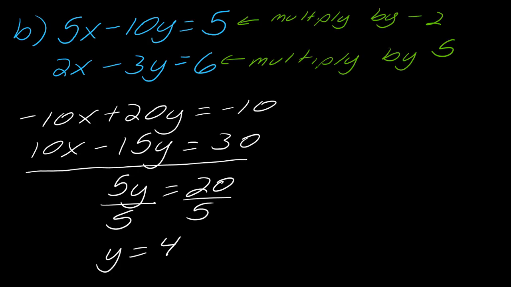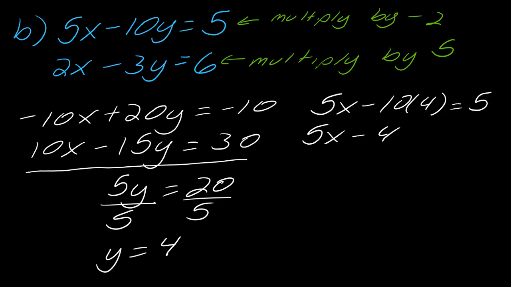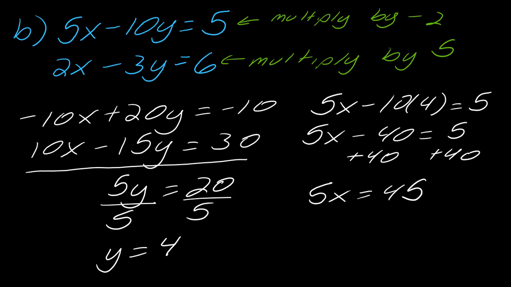Okay, so now let's plug it into the first equation. So I've got 5x minus 10 times 4 equals 5. So this is 5x minus 40 equals 5. I'll add the 40 to each side to get 5x equals 45. Divide both sides by 5 to get x equals 9. So my solution in this case will be (9, 4). And so that's how you would approach that one.